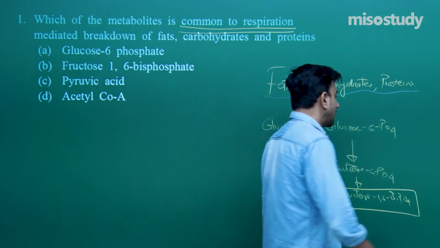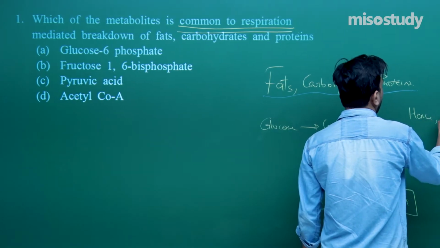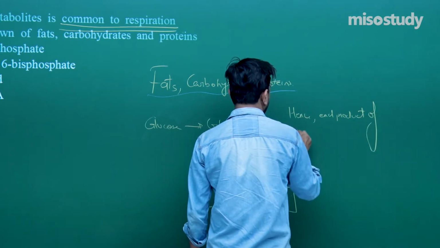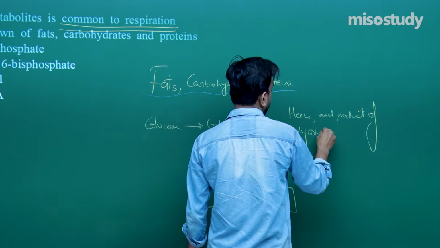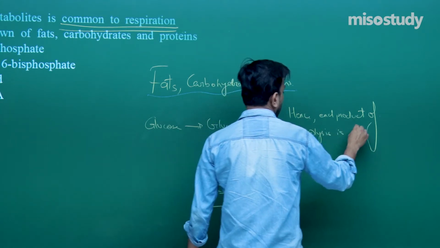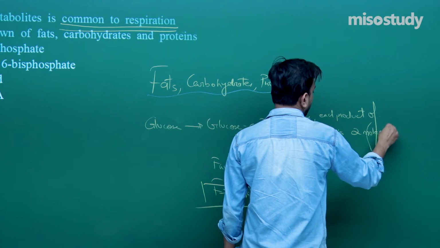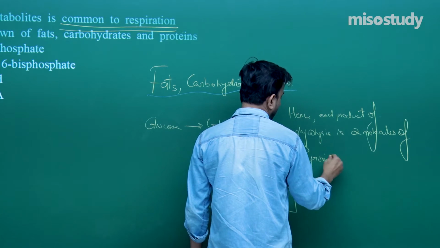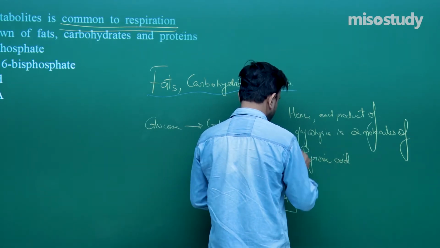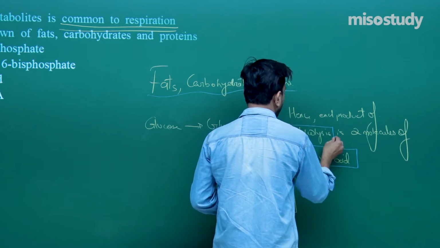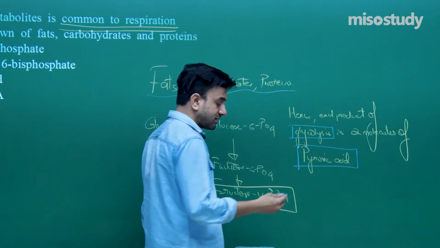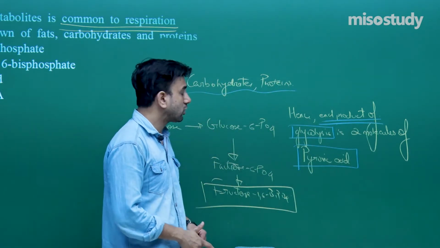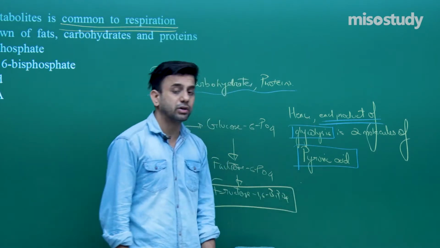Pyruvic acid. Hence the end product of glycolysis is 2 molecules of pyruvic acid. And what will we see further?